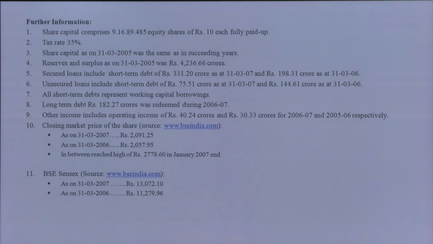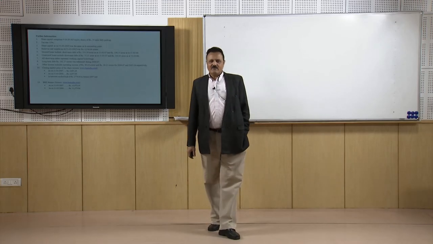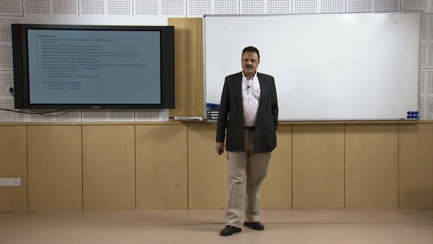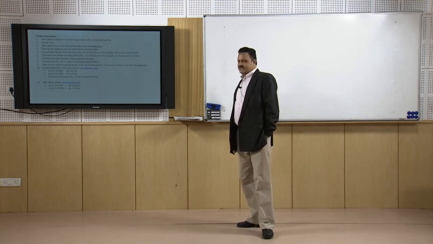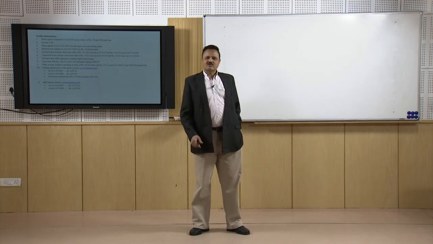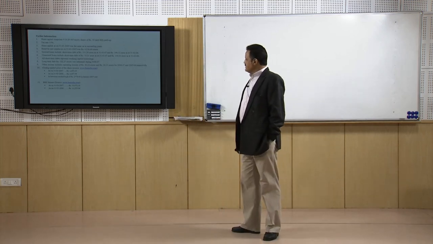So short term debt is basically a current liability. So we will have to add it to the current liabilities while calculating the liquidity ratios. There you are directly given the current liabilities, and to the current liabilities you have to add the short term debt, and the total of these two will become the denominator for calculating the liquidity ratios.